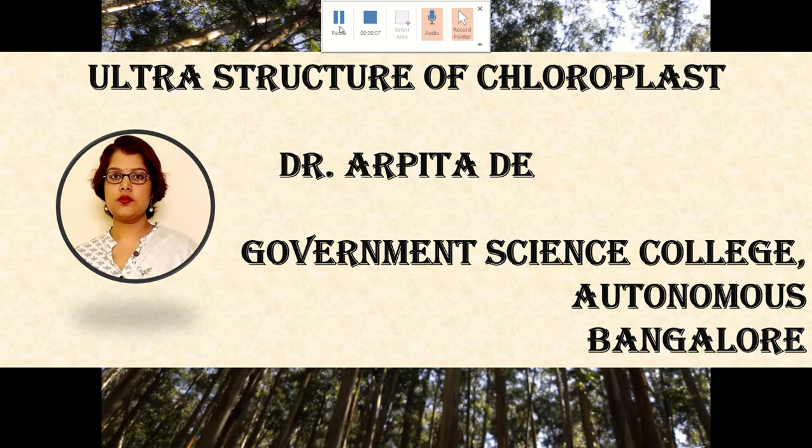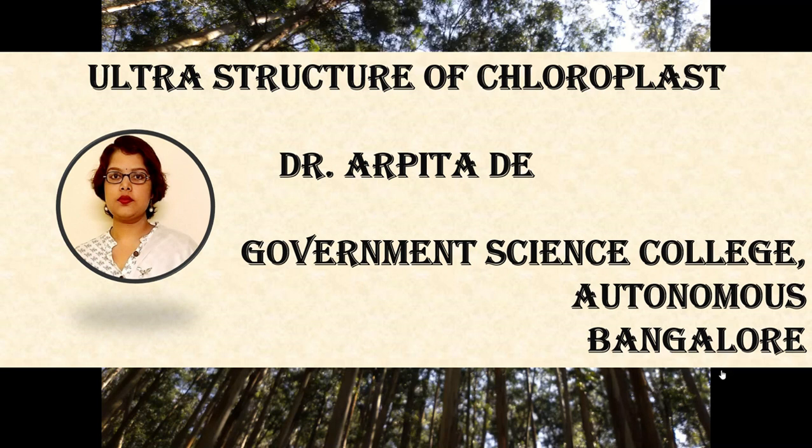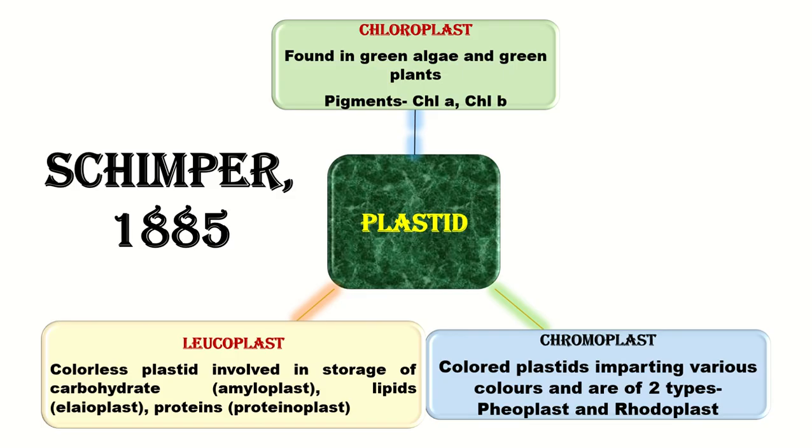The topic for today's discussion is ultrastructure of chloroplast. Before we start, let's first talk about what is a chloroplast. A chloroplast is an indispensable organelle in the cell known to play primary role in photosynthesis. It is a semi-autonomous double membrane bound structure which is known to play vital role in photosynthetic activity in green plants and green algae.